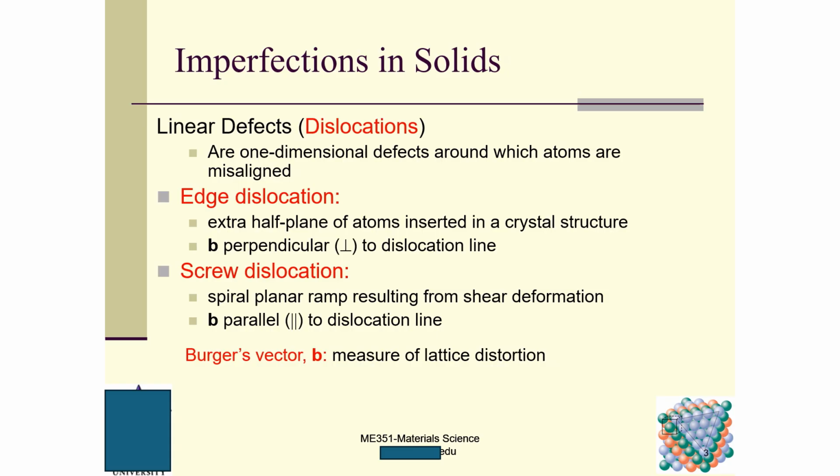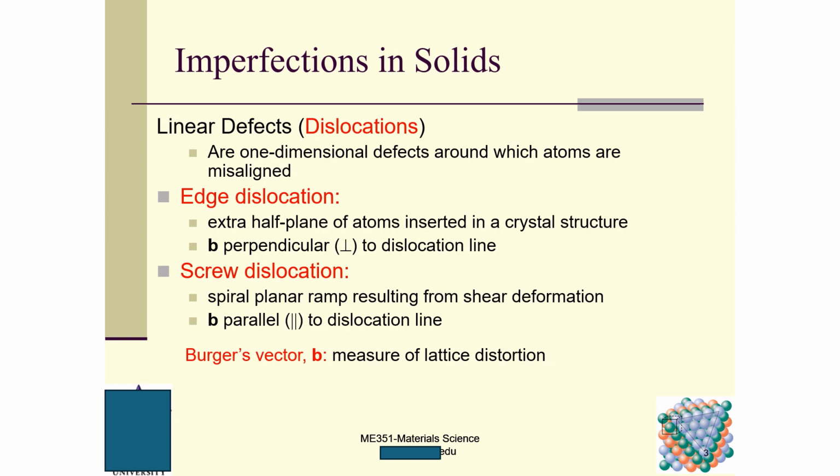Linear defects: dislocations are the major type of linear defects. They are one-dimensional. Last time we showed you there is a line. These are one-dimensional defects around which atoms are misaligned. I'm going to show you the figure in the next slide as well. And for linear defects, we have dislocations.